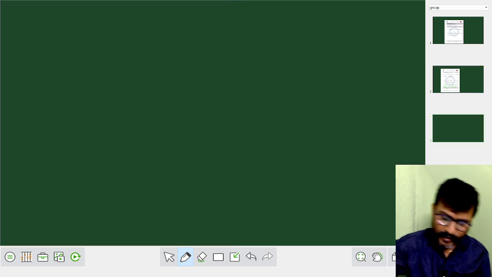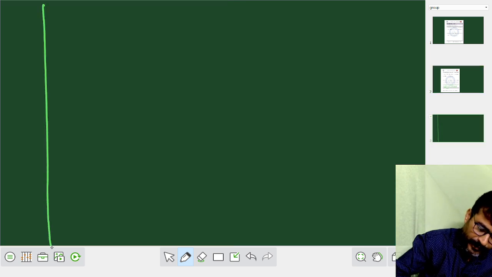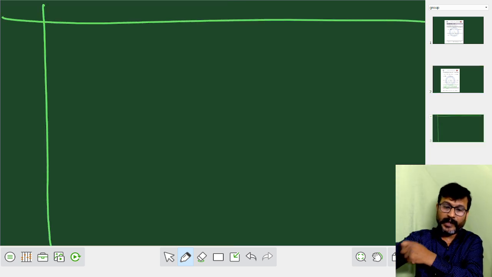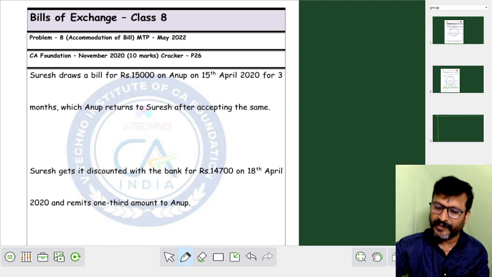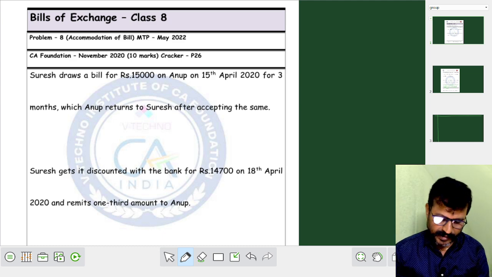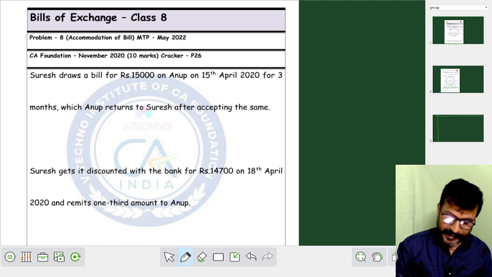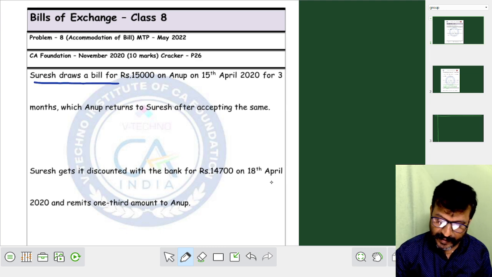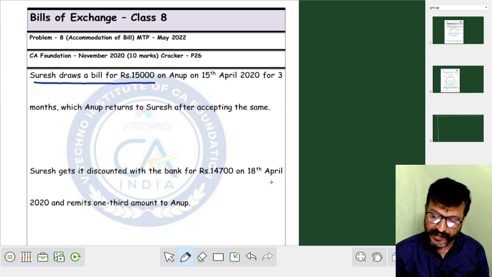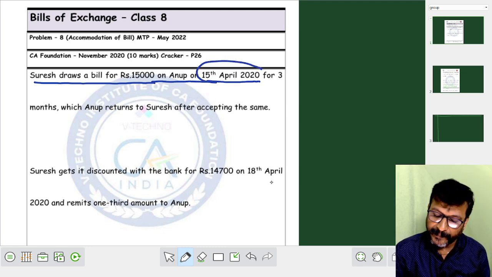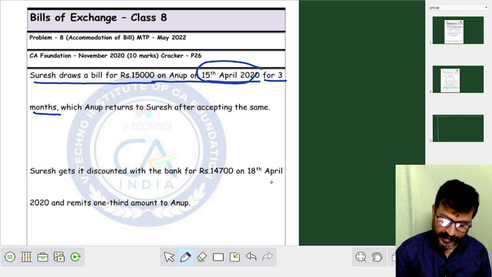Before the solution, let us have a format. Very important, please concentrate. It's a very big video also. Suresh draws a bill of exchange for 15,000 on Anup on 15th April 2020, for 3 months.